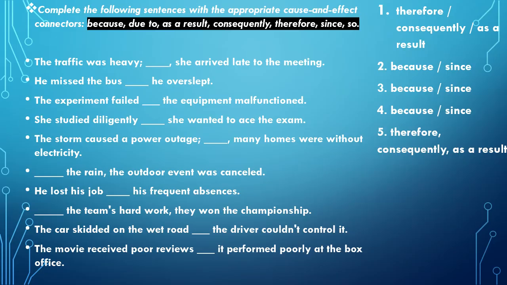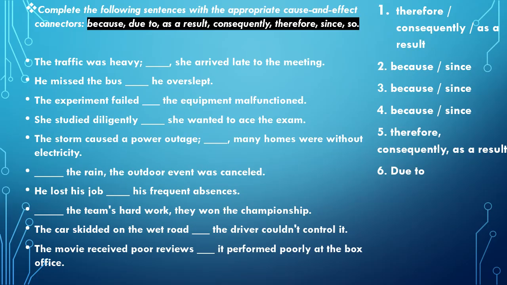The rain. This one obviously is the cause as well. So we say due to the rain, the outdoor event was cancelled. Because of the rain. Since the rain here is a noun, the word due to is followed by a noun. The words since or because are followed by subject and verb. Due to the rain, the outdoor event was cancelled. Because of the rain, the outdoor event was cancelled.